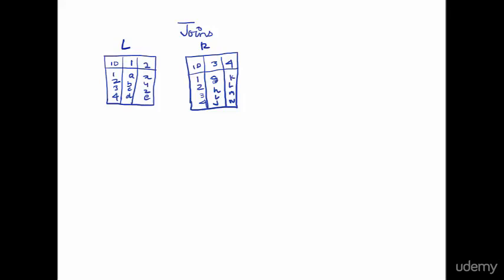Hello there. In this topic, what are the different kinds of joins in general? And we're also going to take a look at what kind of joins we have in HANA. Let's say that these are two tables, and this is the left table and this is the right table.